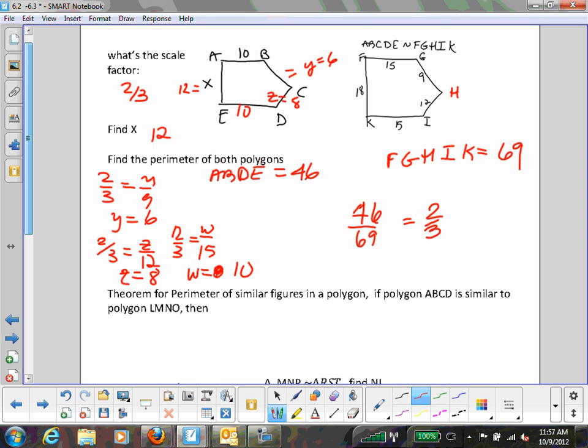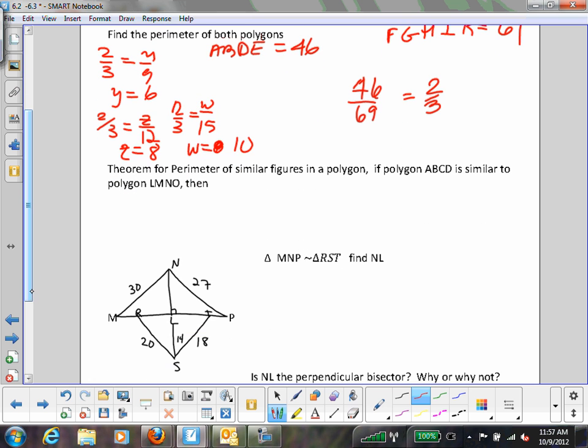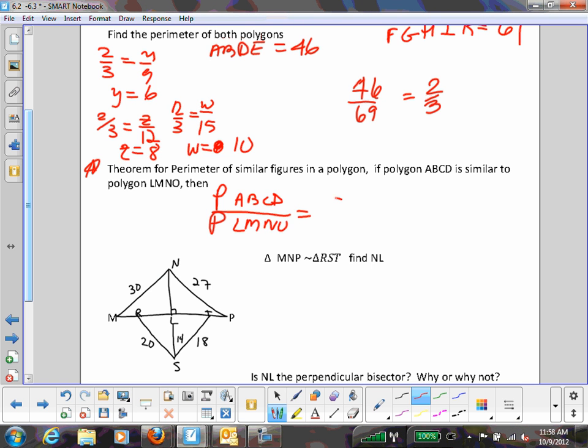All right. So theorem. Here we go. Theorem for perimeter of similar figures. Want it in your note cards. If polygon ABCD is similar to polygon LMNO, then the perimeter of ABCD over the perimeter of LMNO is equal to the scale factor. Always and forever.